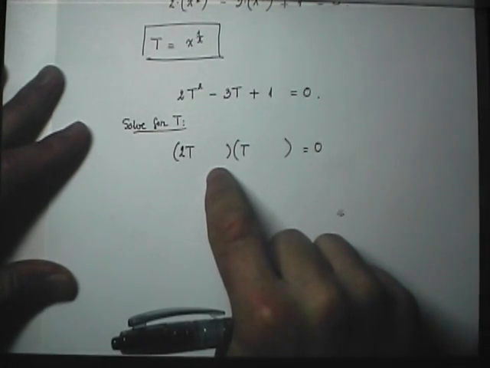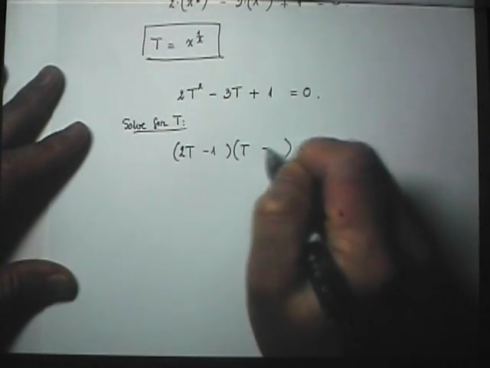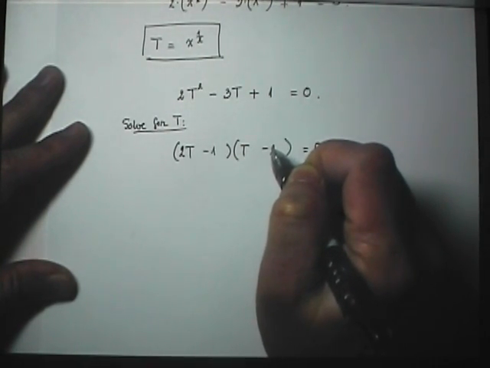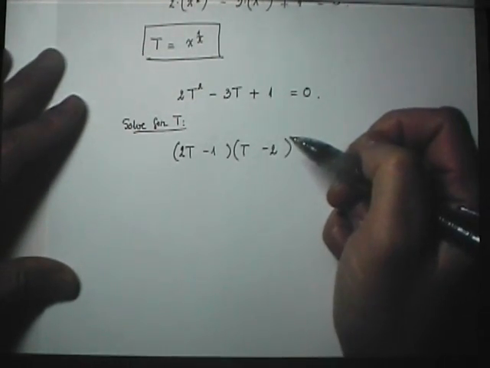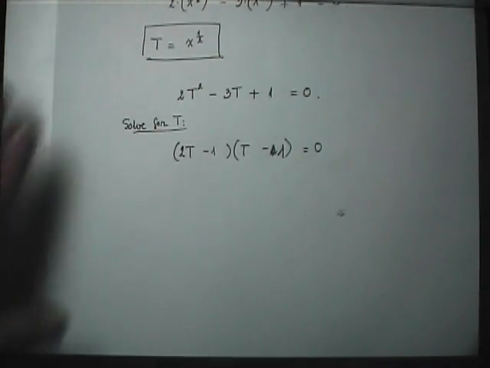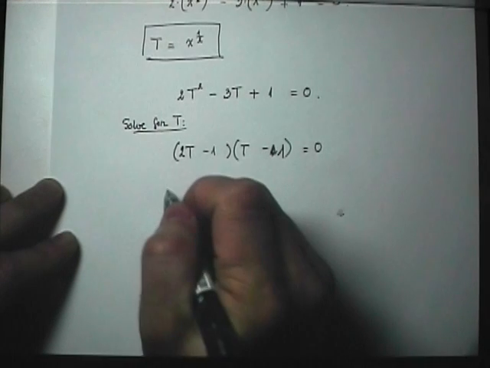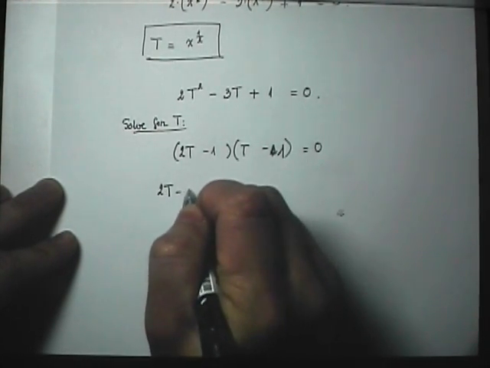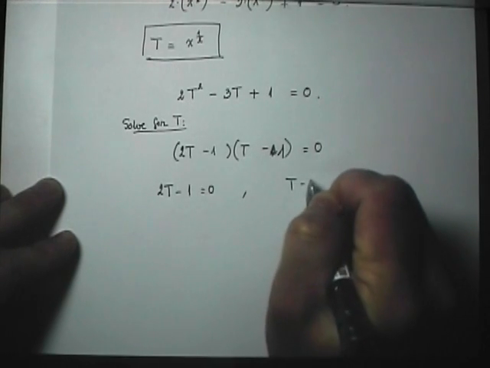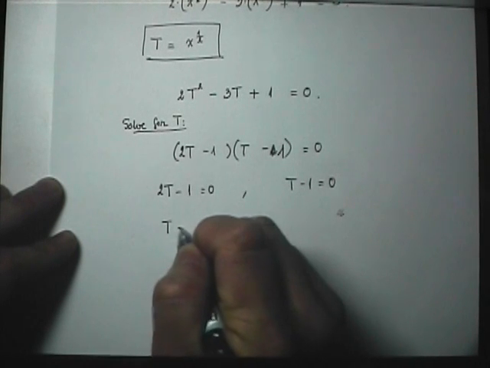So that gives me a minus 1, minus 2 here. Okay, so that's how we factor our 2t squared minus 3t plus 1. Okay, so now that immediately produces for me 2t minus 1 equals 0, and t minus 1 equals 0. And so this first equation here, solving for t, I'm going to get t equals 1/2.